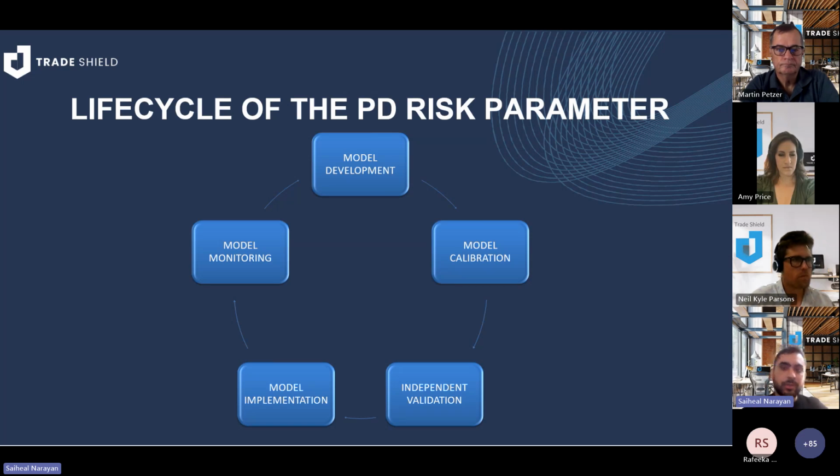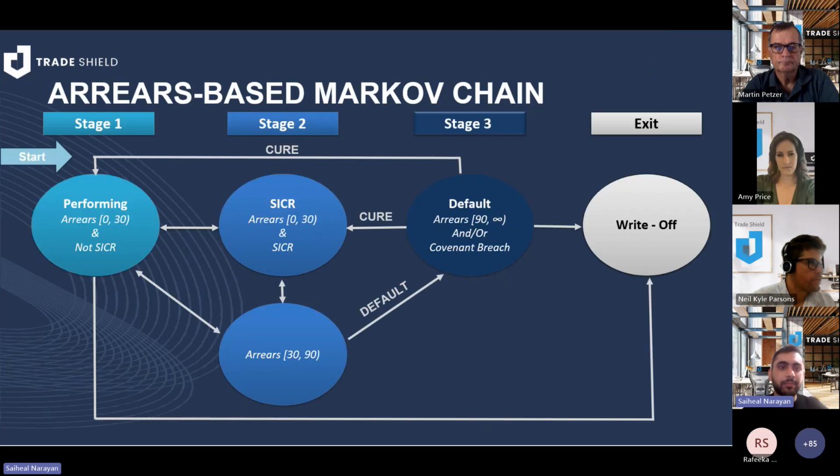So the PD parameter goes through this constant cycle over time because a model does decay. Whenever you build a model, you should know that it will eventually decay over time and you will need to retrain it. That's usually what happens with the PD parameter.